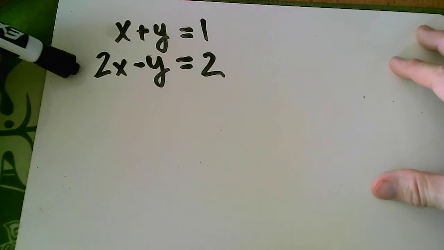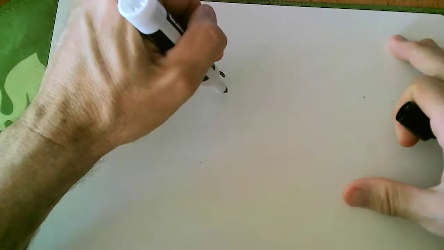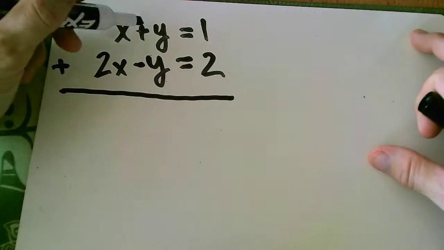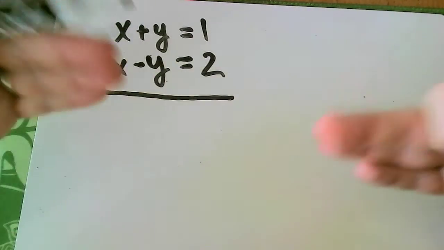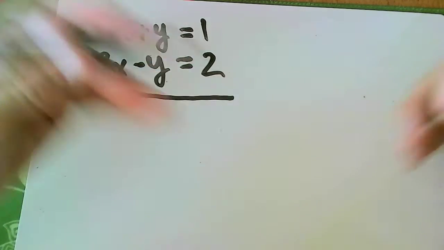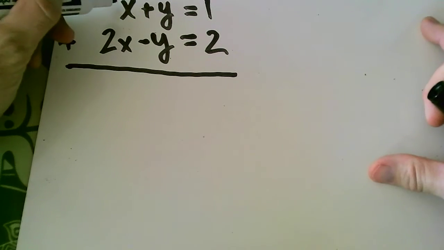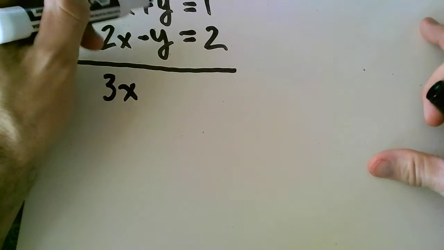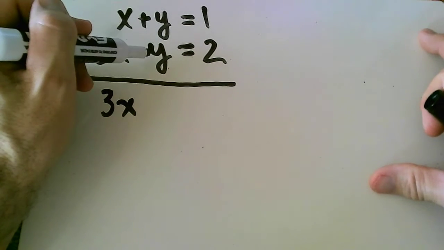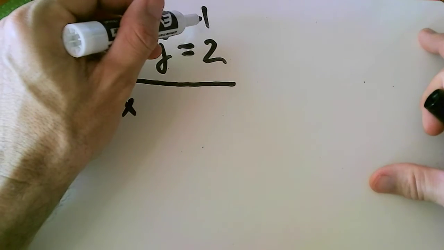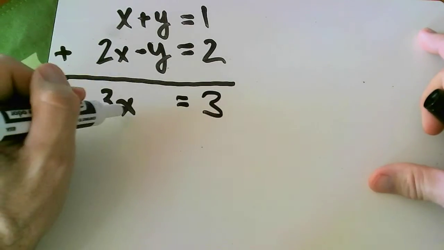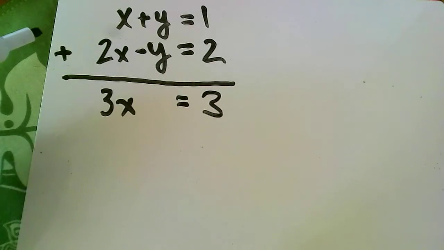I'll come back and do some other videos where you have to do some multiplication, but in this one, it's easy. So what I'm going to do is add the two equations, and this is okay because I'm adding each of the sides. The equation is still in balance. I'm not making any major changes. So I have x plus 2x is 3x. I have y minus y, which is 0, okay? And then I have 1 plus 2, which is 3. So I get 3x equals 3, okay?